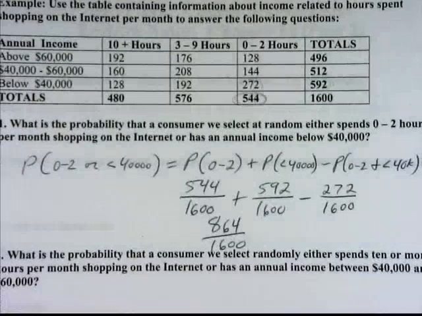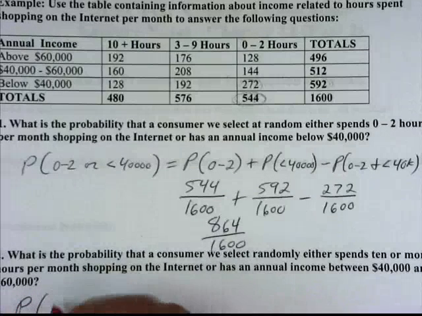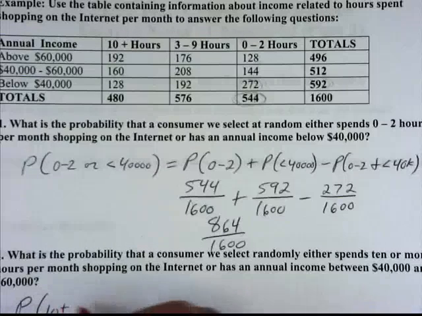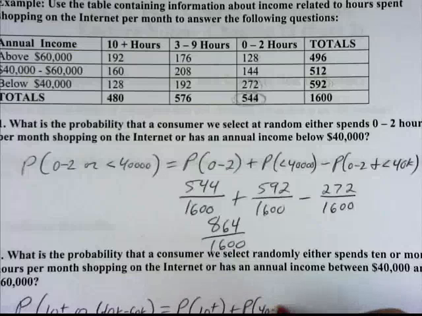Using the same table, what is the probability that a consumer that we select at random either spends 10 or more hours per month shopping on the internet or has annual income between $40,000 and $60,000? So, same thing. Probability of 10 plus or 40K to 60K. We're going to look at the probability of 10 plus, plus the probability of 40 to 60, minus the probability of 10 plus and 40 to 60.